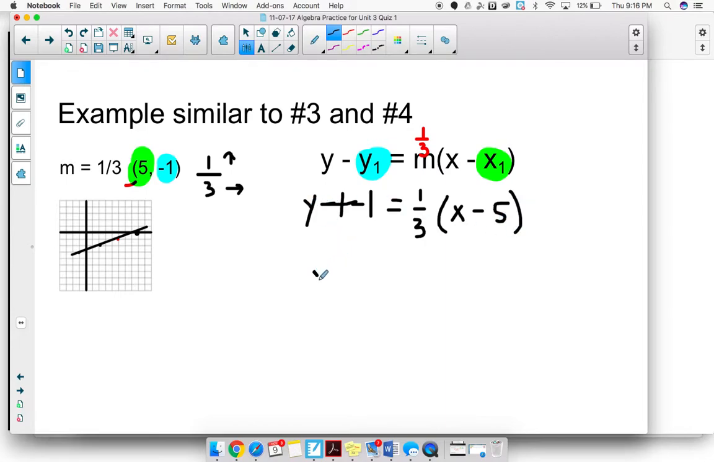Now, when we go to distribute the fraction, you have to be a little bit careful. I want you to put the 5 over 1, and that way when we do our distribution, we can see that the 1 is in the numerator, and that's going to get multiplied by -5. And the 3 is in the denominator, and that's going to get multiplied by 1. That's what you have to be careful of.